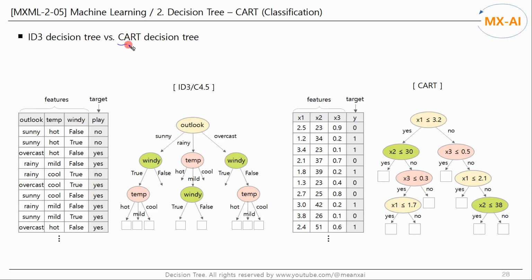Now we will briefly look at the CART algorithm. CART stands for Classification and Regression Trees. CART is one of the decision tree algorithms proposed by Leo Breiman in 1984. The most widely used decision tree algorithms are ID3 and CART.